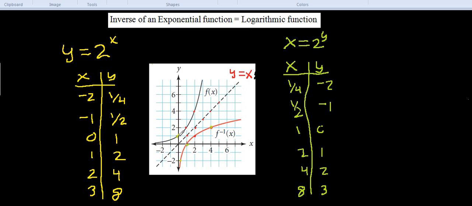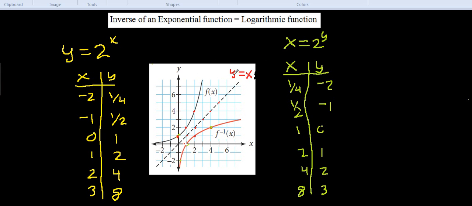And a real good way is to look at the intercepts here. If this is our intercept right here, and that's our intercept right there, they are just interchanged. The point (0, 1) interchanges with the point (1, 0). Again, a little more information about looking at inverse functions.